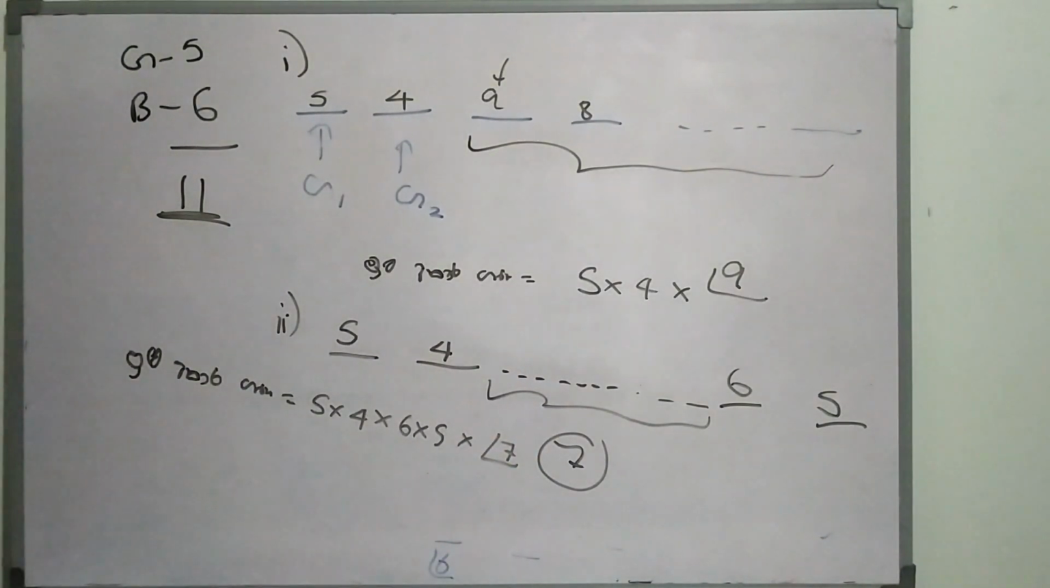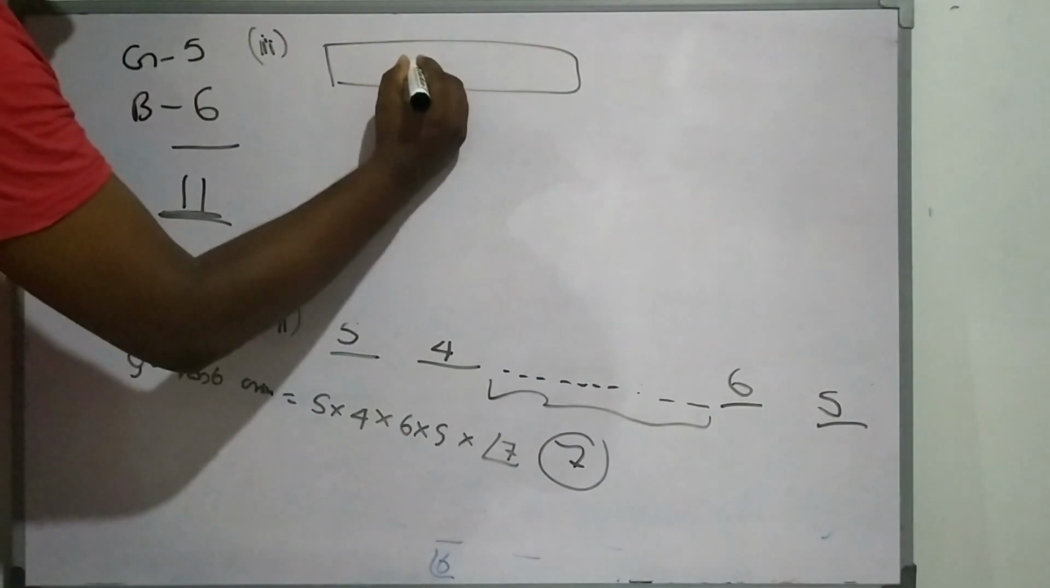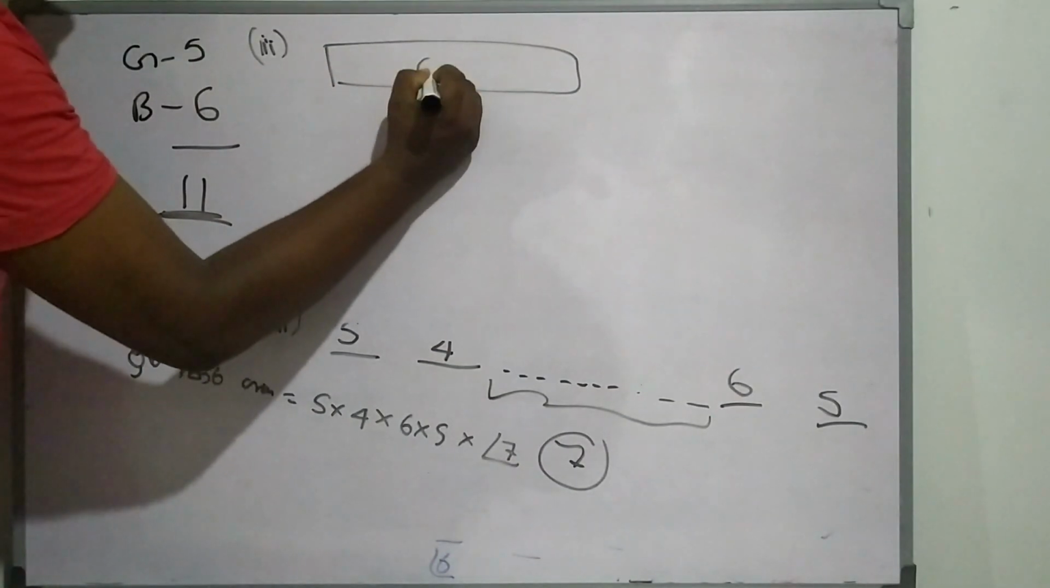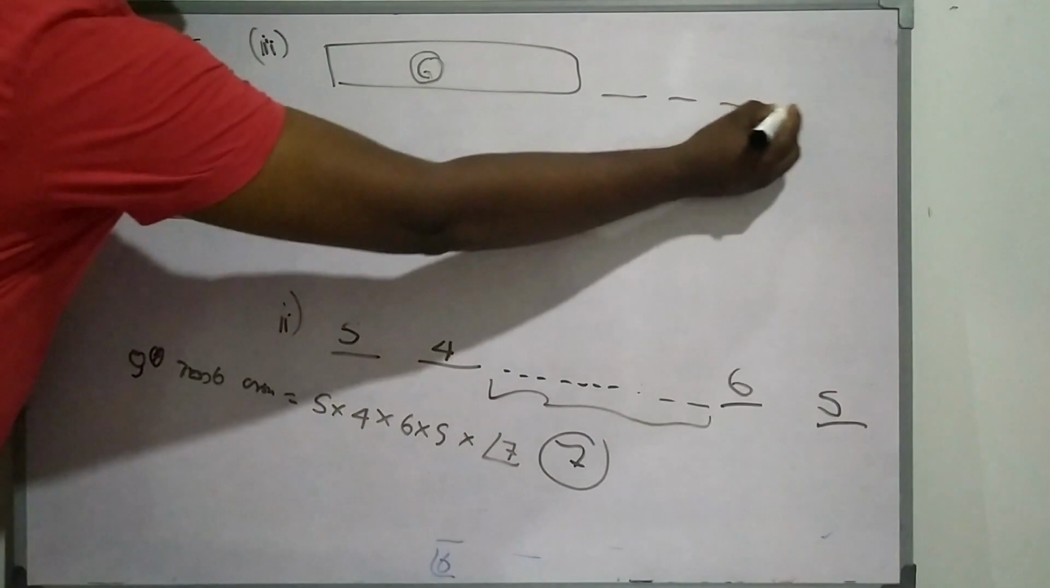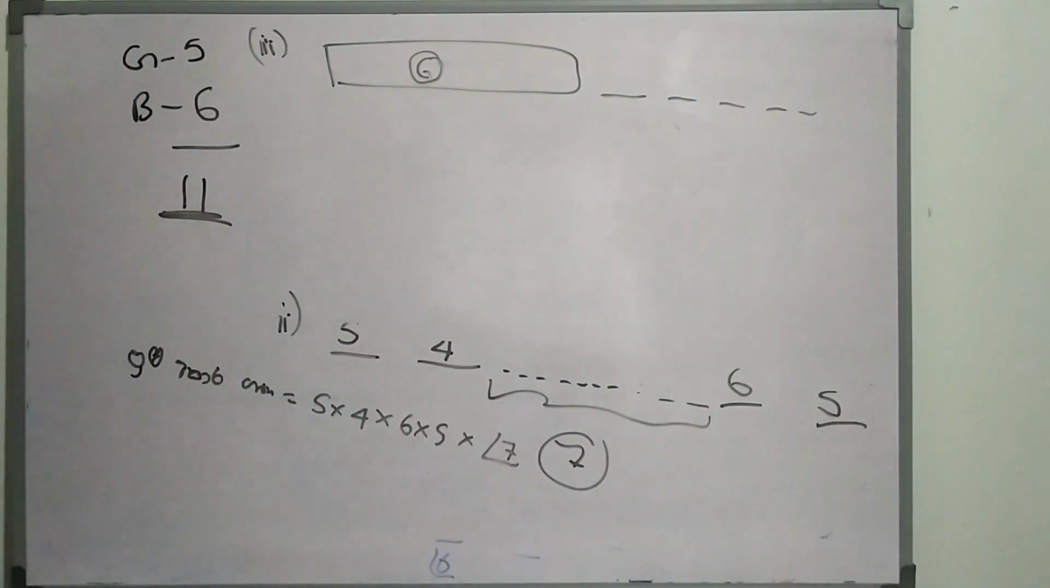Okay, the last one, all boys should be together. All boys together means you have to pack the boys into one, right? So all 6 boys go into one packet, and the others, the other 5, are girls, and altogether the total number is 6.